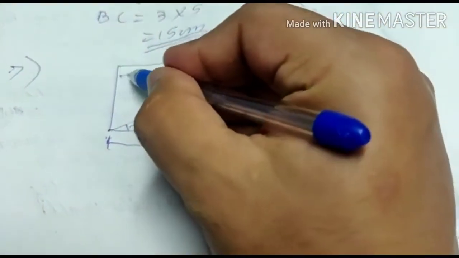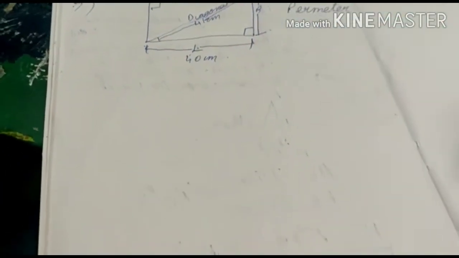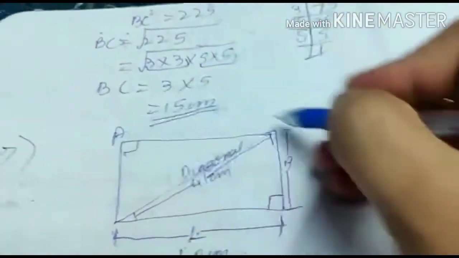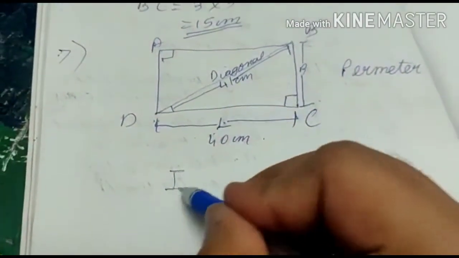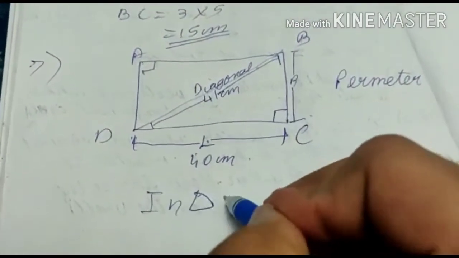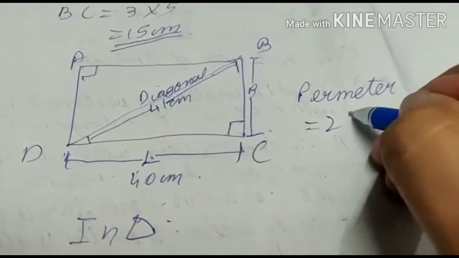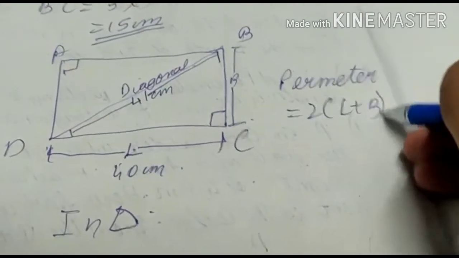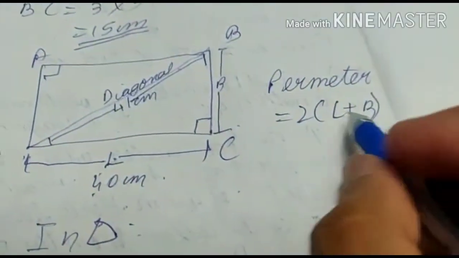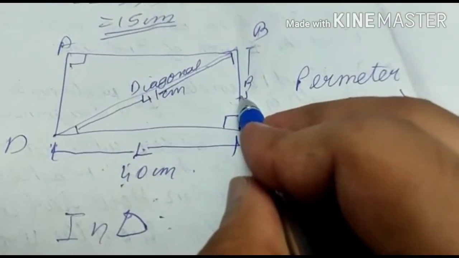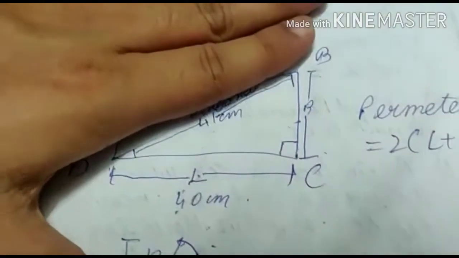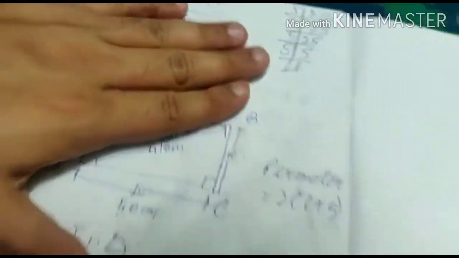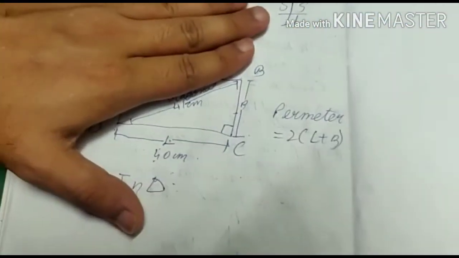In a rectangle all angles are 90 degrees. So if we mark them A, B, C, D, for the perimeter we need 2(L plus B). We have the length but we don't have the breadth. If we find this breadth we can get the perimeter. To find the breadth, this is a right angled triangle, and in a right angled triangle we can apply Pythagoras theorem because two sides are given and one side is missing.